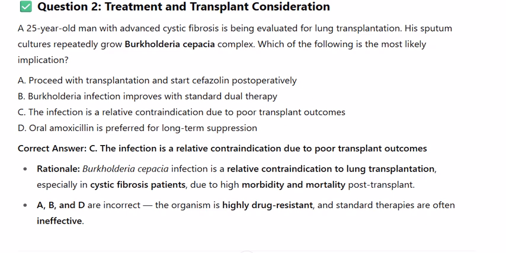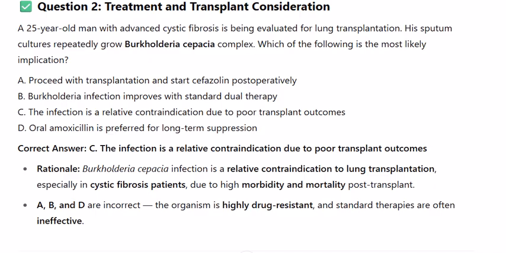A. Proceed with transplantation and start cefazolin postoperatively. B. Burkholderia infection improves with standard dual therapy. C. The infection is a relative contraindication due to poor transplant outcomes. D. Oral amoxicillin is preferred for long-term suppression.